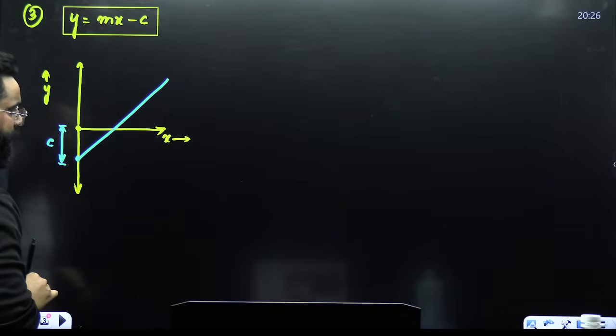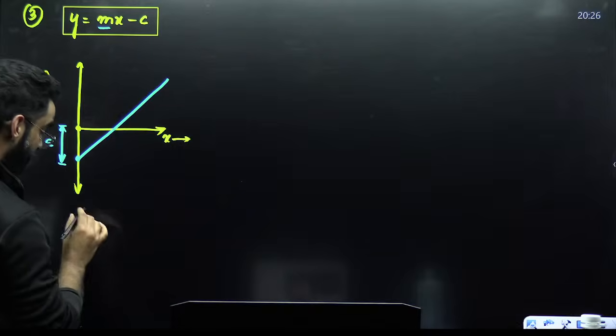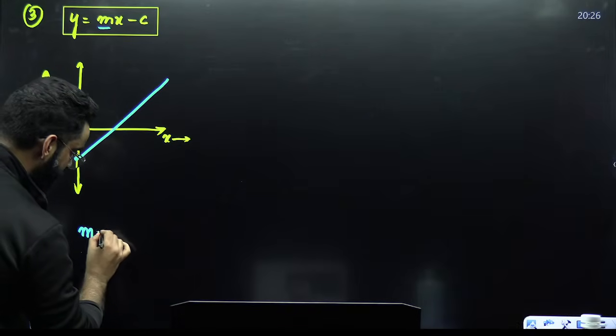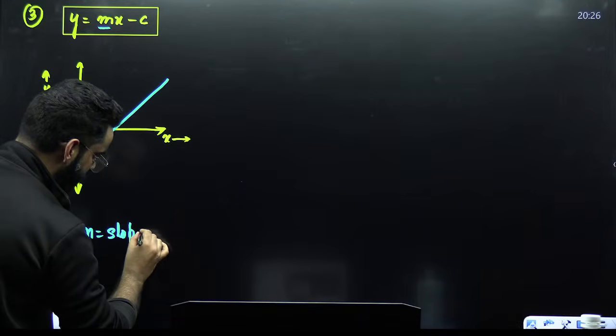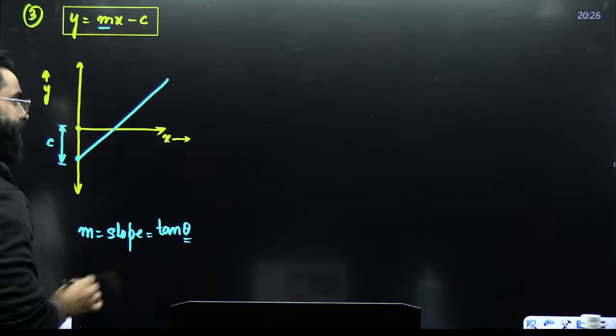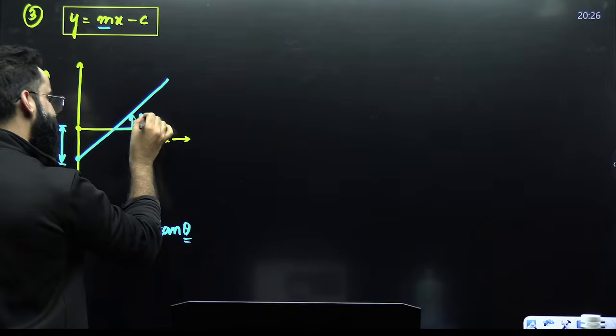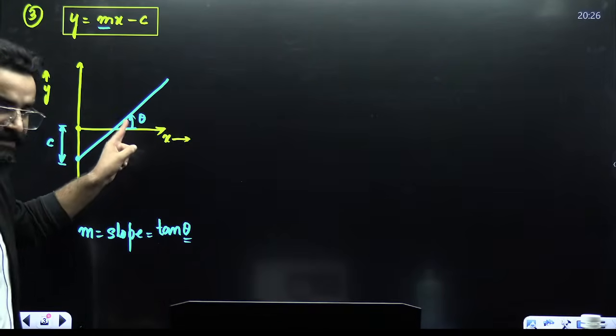Perfect. And my dear students, this m over here, you know that already, m is equal to slope. M is nothing but the slope. And slope is tan of theta. And theta you already know, that is the angle which the graph makes with the positive x-axis in the anti-clockwise direction. So this is theta. Theta over here, as you can see, is acute.